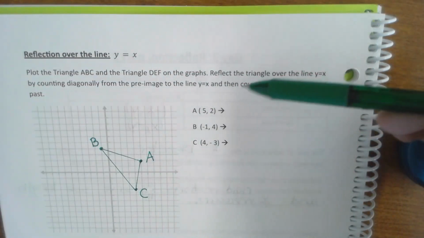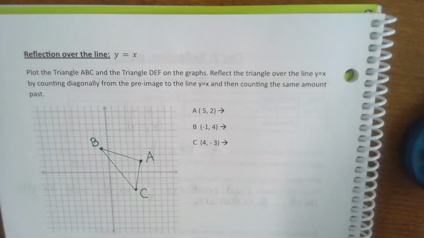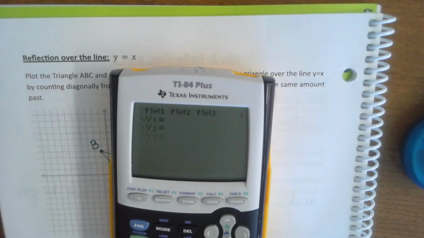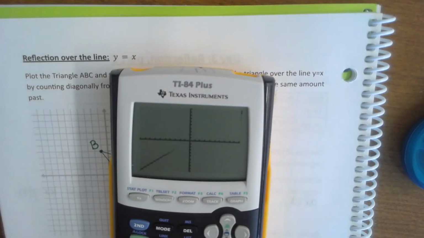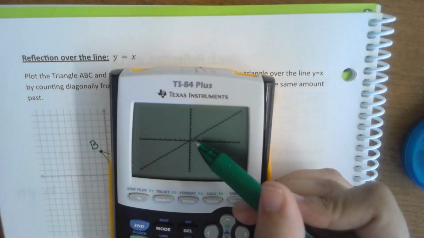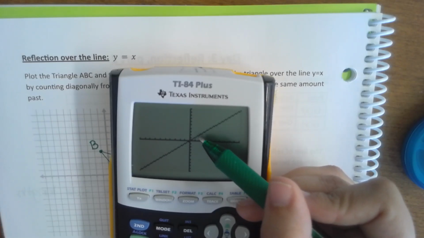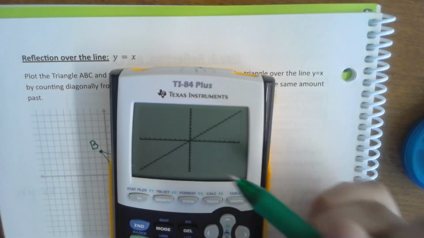Plot the triangles on the graphs, reflect the triangles over the line y equals x. So first we need to know what that looks like. Some people are able to picture it. If not, that's why we have this calculator. We can go to y equals x and then look at our graph. Y equals x is the line where every coordinate, y and x, are equal. So it's going to go through 1, 1, 2, 2, 3, 3, 4, 4, negative 1, negative 1, negative 2, negative 2.